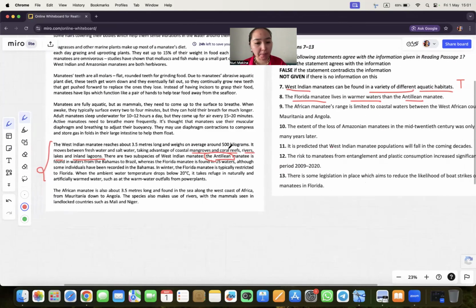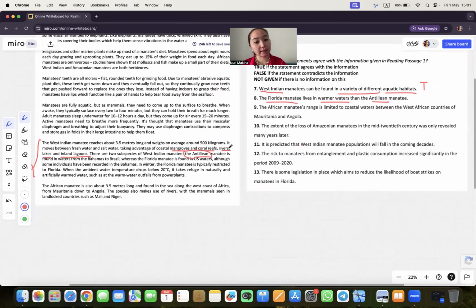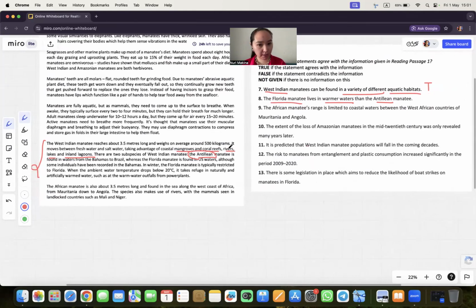As I mentioned, the most important thing is to find the keywords, working with the names of places, names of people, and periods of time. So let's keep reading. The Florida manatee lives in warmer waters. Warmer. Let's find out. There are two subspecies of West Indian manatee. The Antillean manatee is found in waters from Bahamas to Brazil, whereas the Florida manatee is found in the US waters, although some individuals have been recorded in the Bahamas. Okay, we have nothing about waters, but we keep reading because we have the word Antillean.